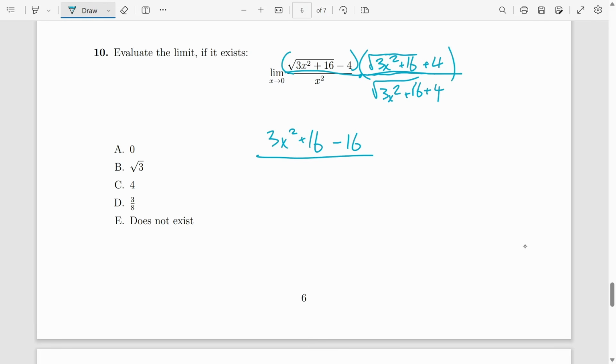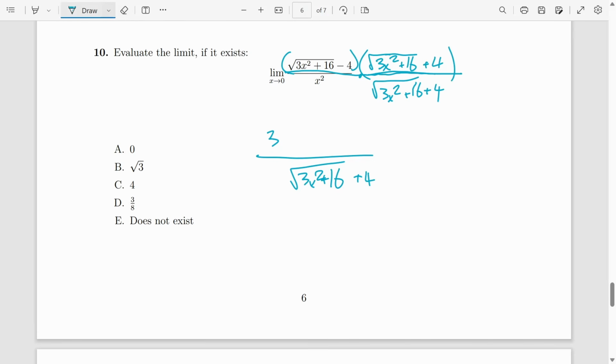And on the bottom, I'm not going to simplify it at all. I'm going to keep it as x squared times 3x squared plus 16 plus 4. And I'll get to the y in a minute. So on the top, we can simplify this. Plus 16 and minus 16 cancel each other out. And now we see we have an x squared on both the top and the bottom. So we can get rid of both of them, and we are just left with 3 all over this.